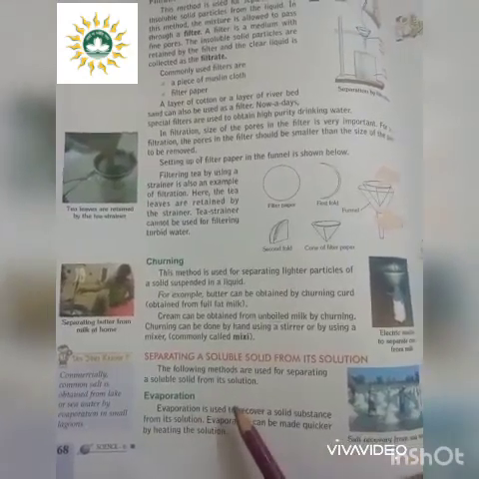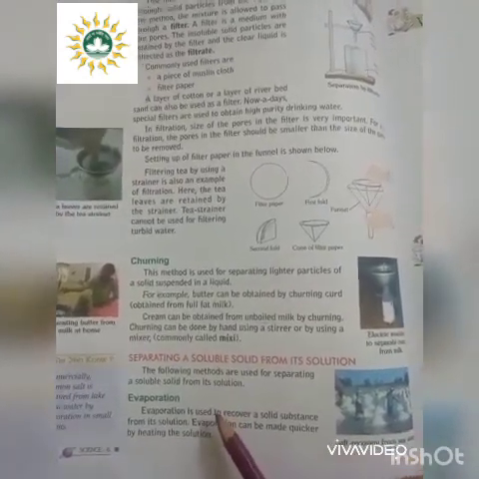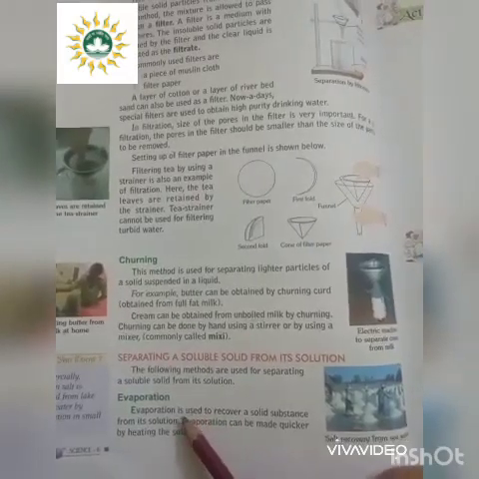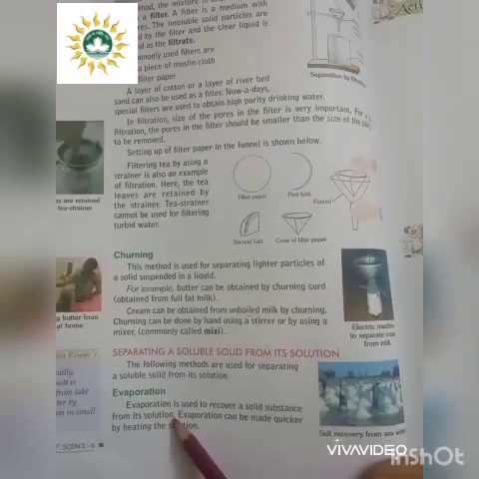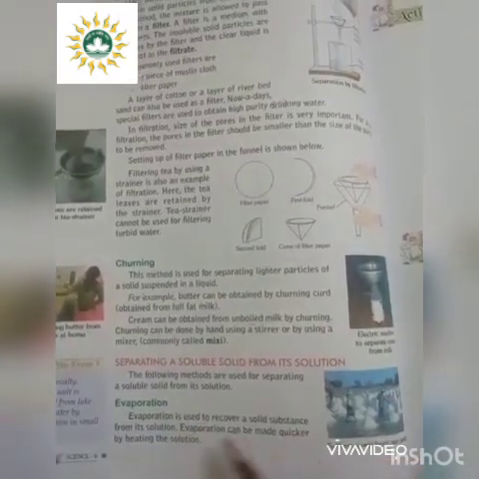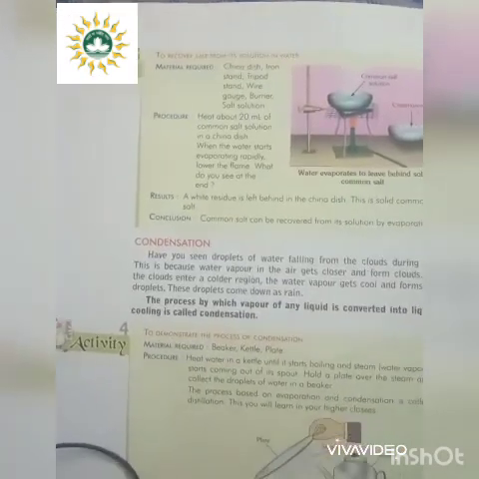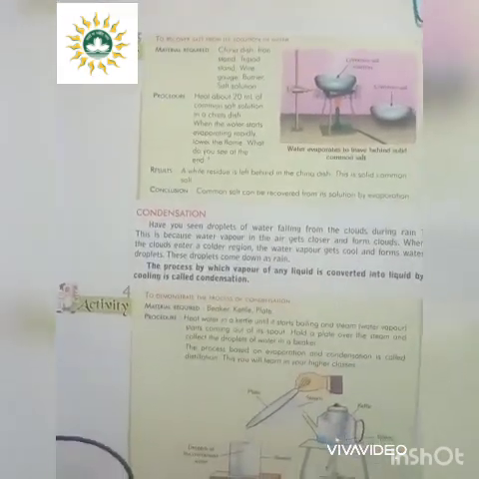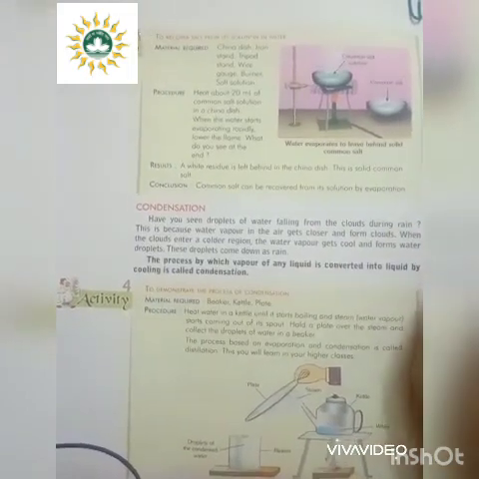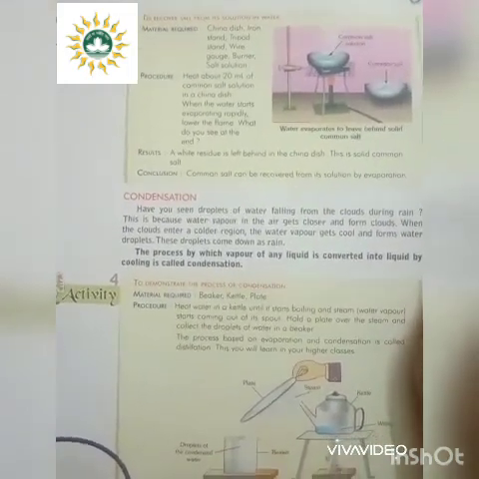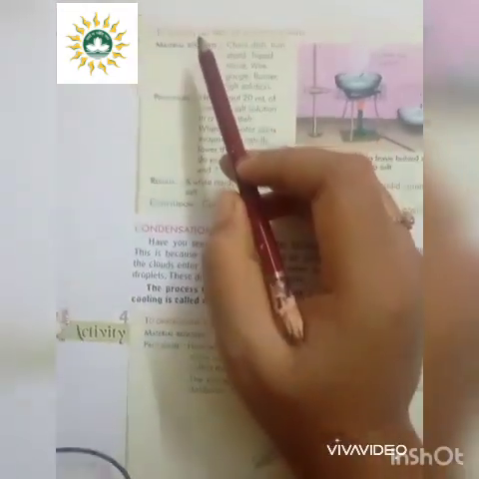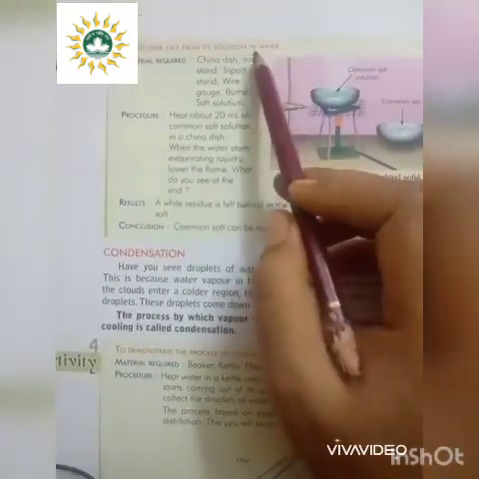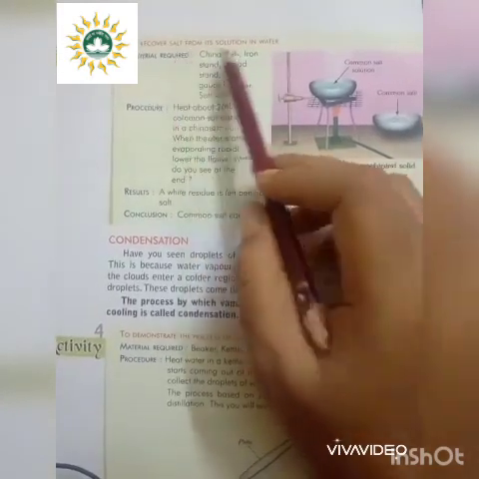You can see examples of evaporation occurring very often. So evaporation is used to recover a solid substance from its solution. Evaporation can be made quicker by heating the solution. If we look at the two activities given in your book, we will be easily able to understand the process of evaporation and condensation. First is to recover salt from its solution in water, because we know salt is soluble in water.